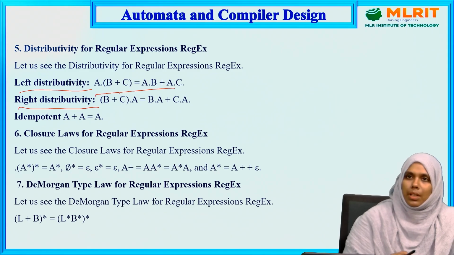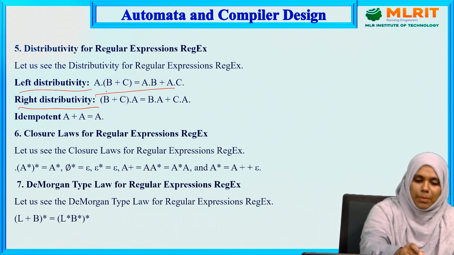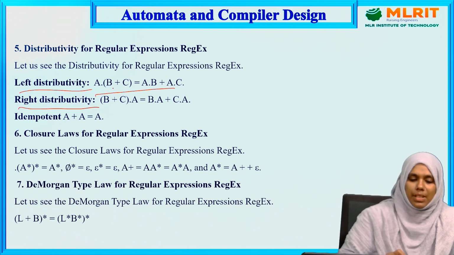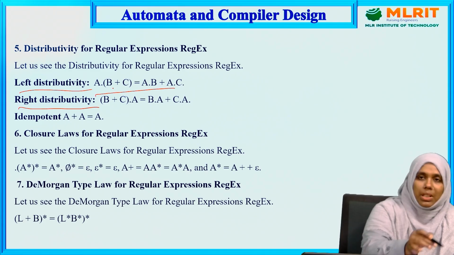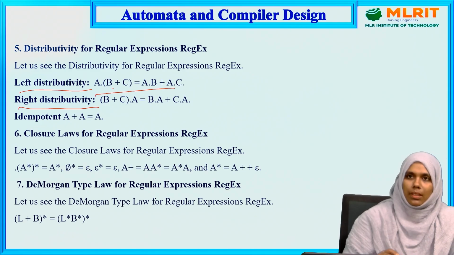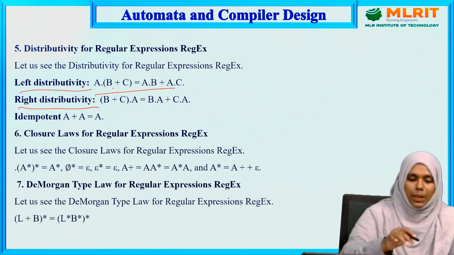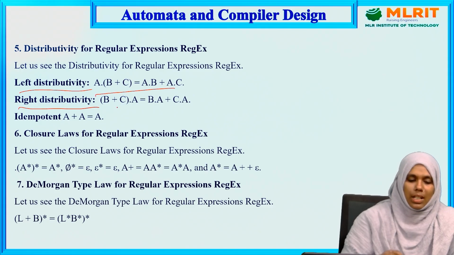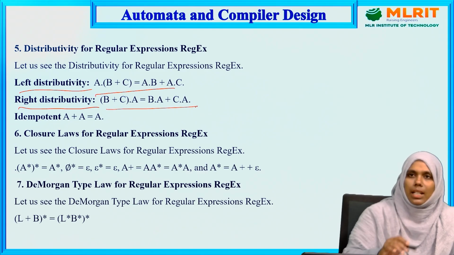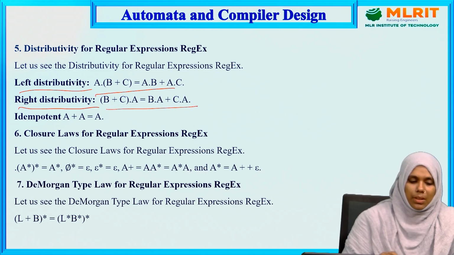In the distributive law, we are multiplying here. That means A is multiplied with B plus A is multiplied with C. So simply the answer will be A dot B plus A dot C. Now coming to the right distributive, that is the reverse of the left distributive, that we can say as (B plus C) dot A. That means it can be written as B dot A plus C dot A.